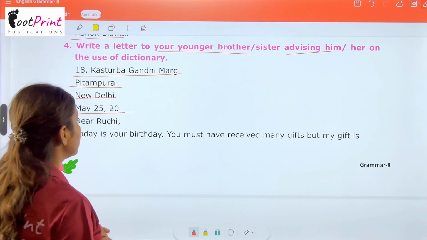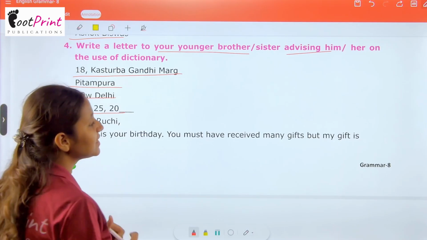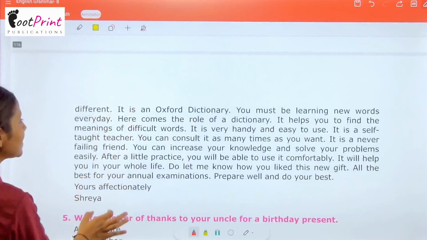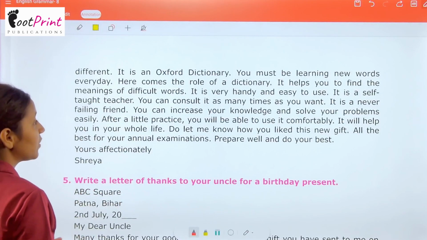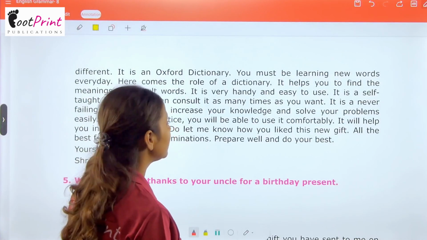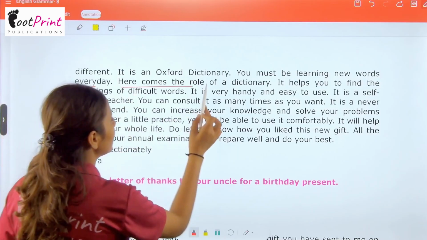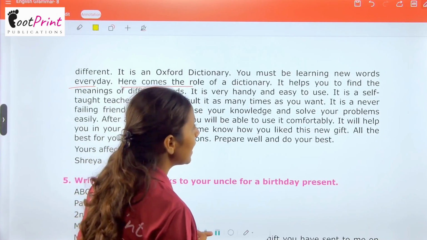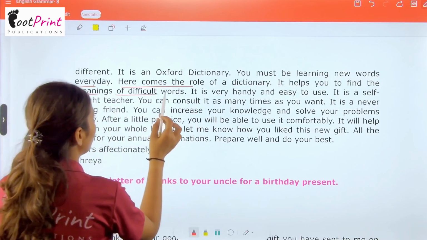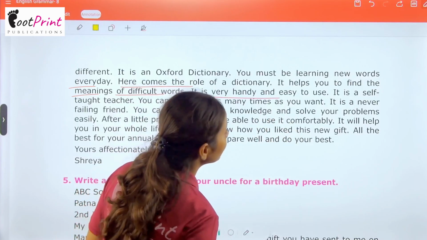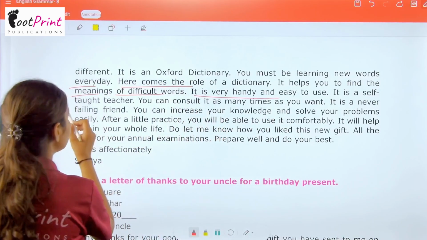Dear Ruchi, today is your birthday. You must have received many gifts, but my gift is different. It is an Oxford dictionary. You must be learning new words every day. Here comes the role of the dictionary. It helps you to find the meanings of difficult words. It is very handy and easy to use. It is a self-taught teacher.